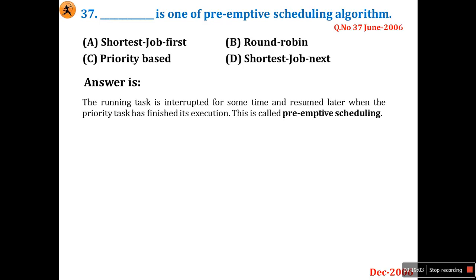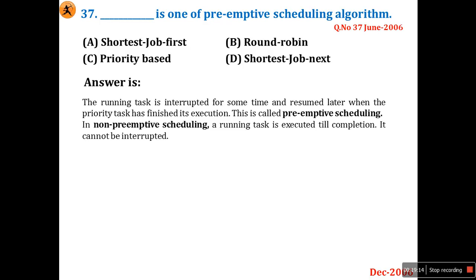This is called preemptive. Preemptive means, once it allocates all processes simultaneously, meaning memory allocation. Non-preemptive is where a running task is executed till completion. Means what?